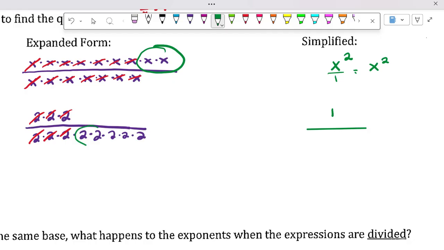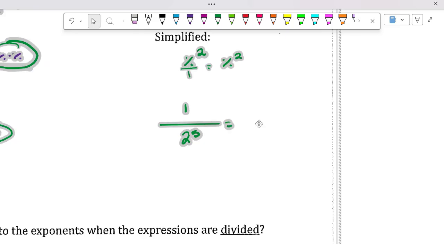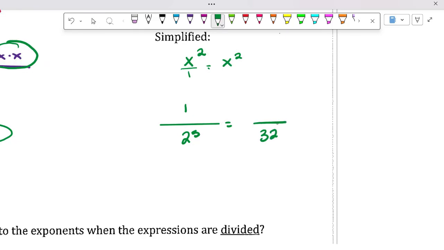Now, how many 2's do I have left in the denominator? 5. So this would be 2 to the fifth. Now, if I go a step further, what would that be equal to? I don't want a decimal. So that's 32 in the denominator, and it's still over what? 1.